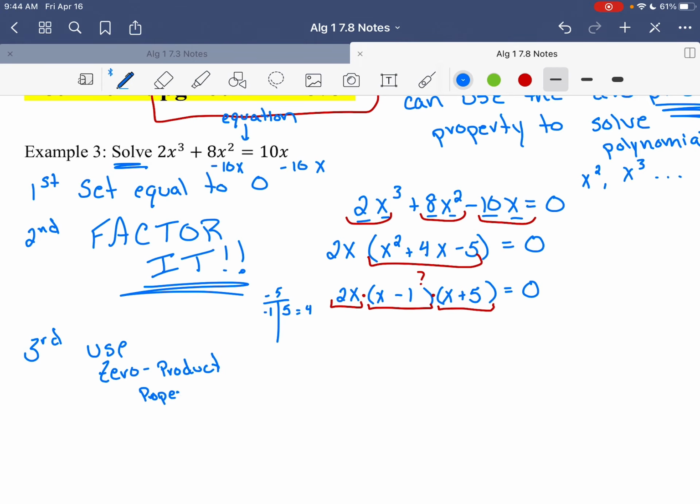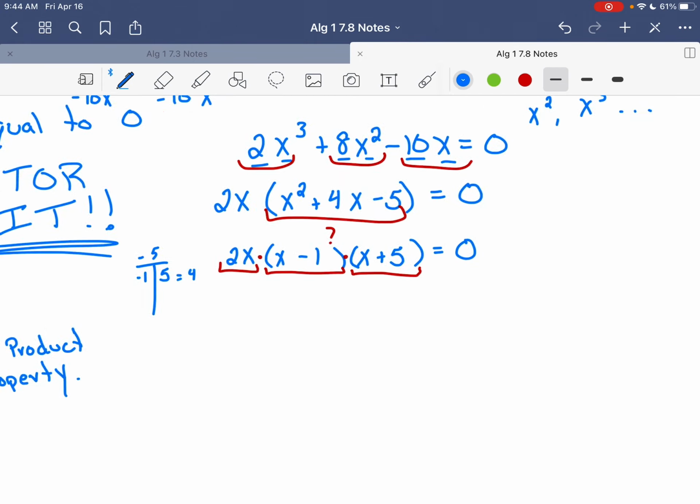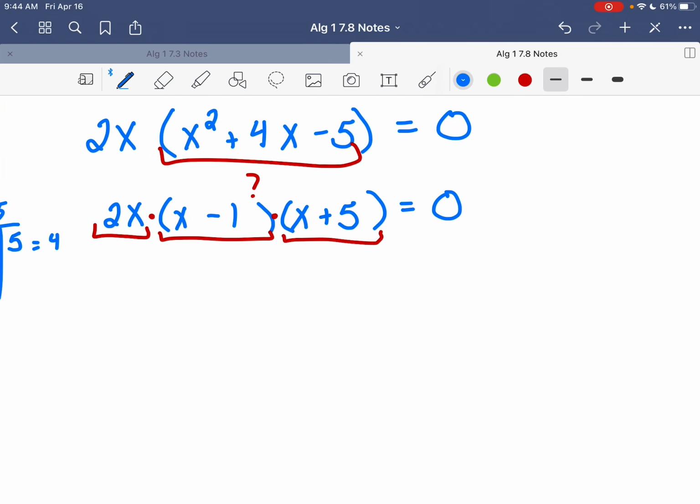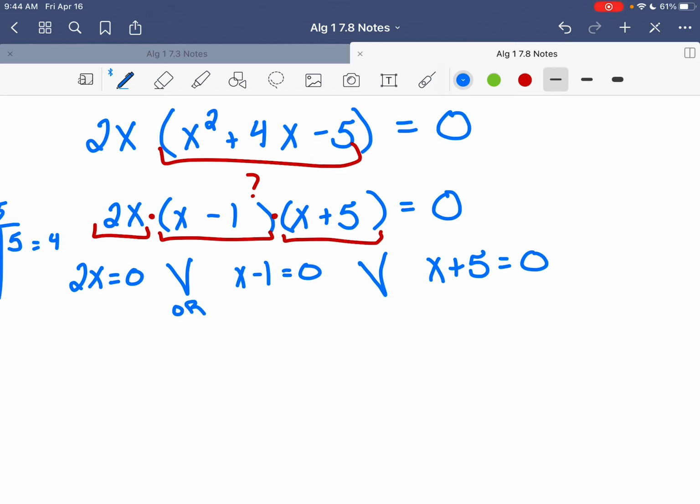Okay, the zero product property tells me that if I have a multiplication of things, and I multiply to get 0, one of them has to be 0. So I'm going to set each equal to 0. 2x equals 0, or x minus 1 equals 0. Remember, this is the symbol for or. x plus 5 equals 0. I need to see this step. You need to show this out. It's got 3 factors. I set each one equal to 0. Now I come in and I solve each one of these.